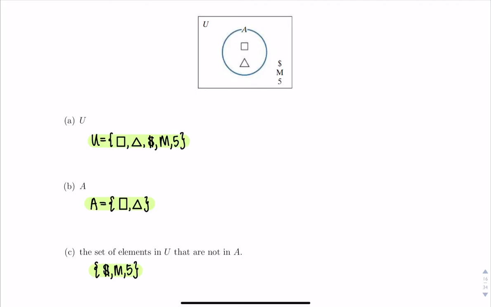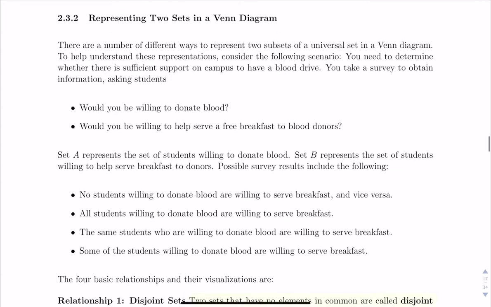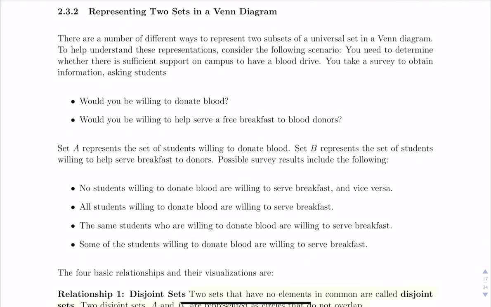There are a number of different ways to represent 2 subsets of a universal set in a Venn diagram. So to help understand these representations, let's consider the following scenario. You need to determine whether there is sufficient support on campus to have a blood drive. You take a survey to obtain information asking students, would you be willing to donate blood? And would you be willing to help serve a free breakfast to blood donors? Set A represents the set of students willing to donate blood, and set B represents the set of students willing to help serve breakfast to donors.